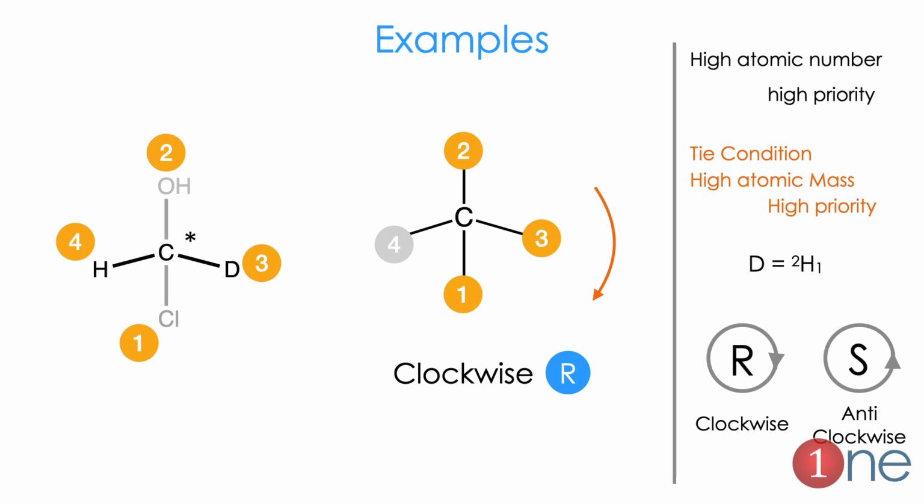So if you arrange it separately, the deuterium will come third and hydrogen will come fourth, chlorine will be the first one, alcoholic will be the second one. So the order will be 1, 2, 3, which is the clockwise direction because we omit the fourth one, so it is in the clockwise direction, which is R. So the highest atomic mass gets the highest priority if there is a tie condition. So the configuration here is R.